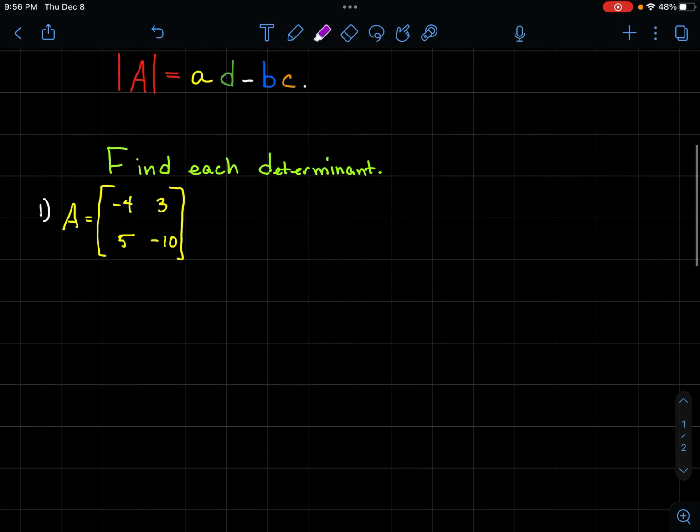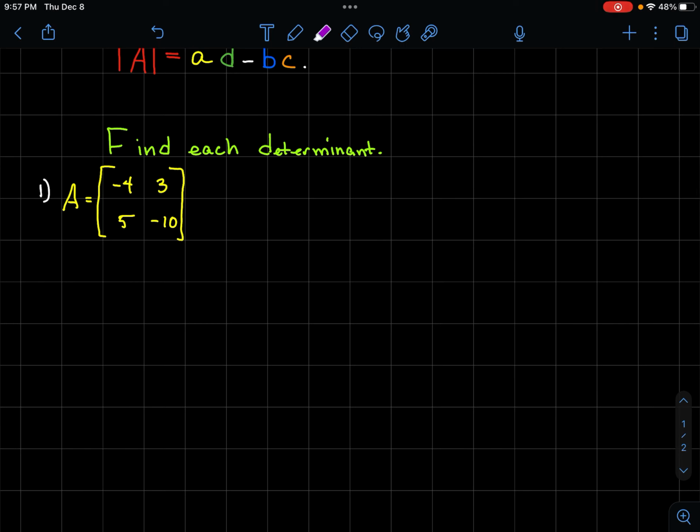So let's take a look at a few examples of finding a determinant. Here we have a matrix A with elements -4, 3, 5, and -10, and we're going to do some cross multiplying here. Take the products and subtract between them. So we would take -4 times -10, which will give us 40, and then multiply 3 times 5, which is 15, and we subtract the two numbers. 40 minus 15 will give us an answer of 25, and this is the determinant for this matrix A.